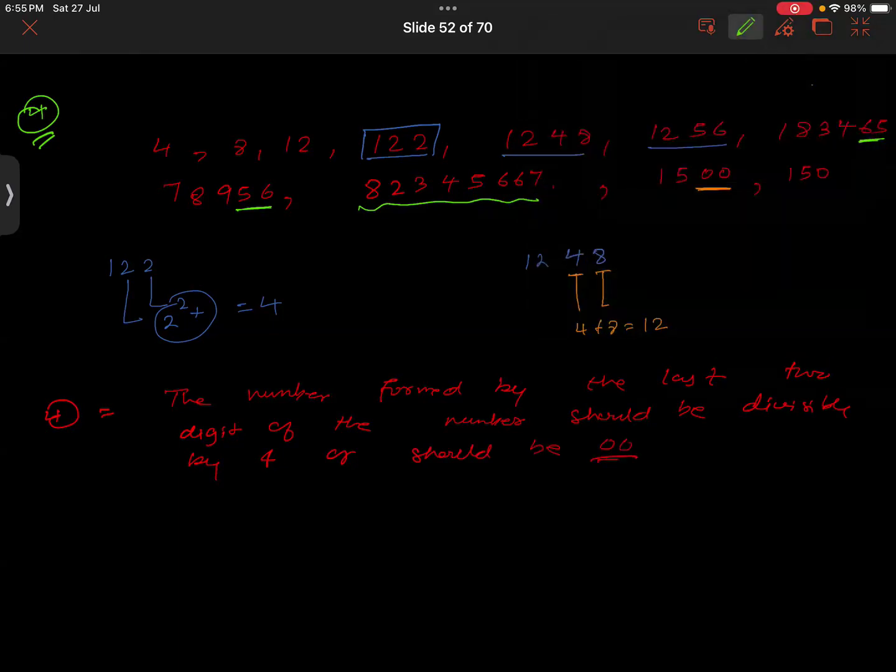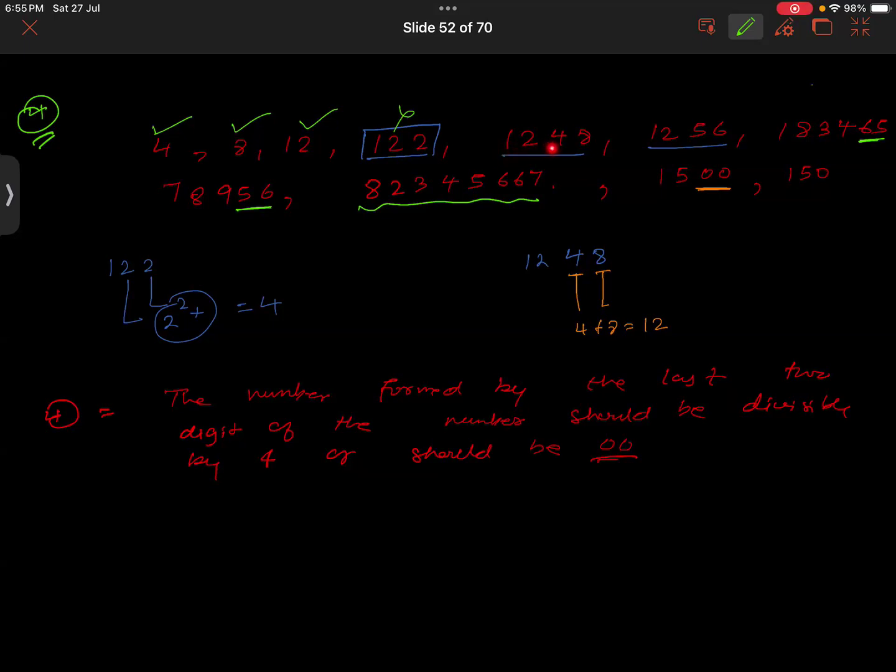So like in this one, 4, of course it is divisible by 4, right? 8 is also divisible by 4, 12 is also divisible by 4, right? But in this case, 122, as per the rule, the number formed by the last two digits of the number should be divisible by 4. So 2 and 2 over here, is it divisible? The number 22 is not divisible by 4, so thereby the complete number is not divisible by 4, right?